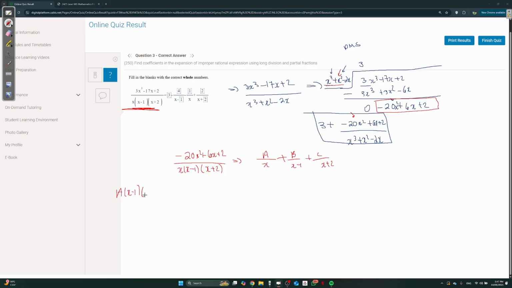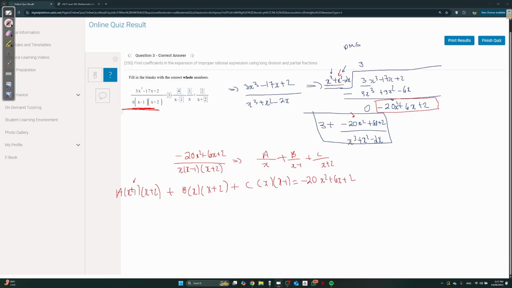Now, let's form our equation. A times x minus 1, x plus 2. Remember, you multiply the letter by everything else that you need. Plus b times x times x plus 2, plus c times x times x minus 1, equals our original numerator, minus 20x squared plus 6x plus 2. Yalla, what's the third step? You now substitute your roots.